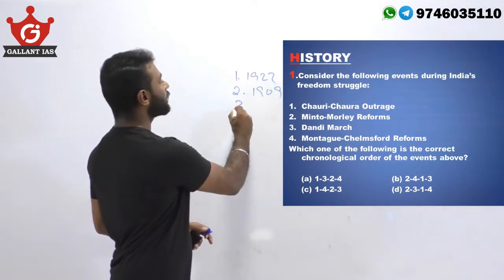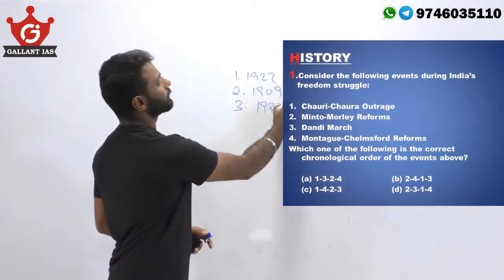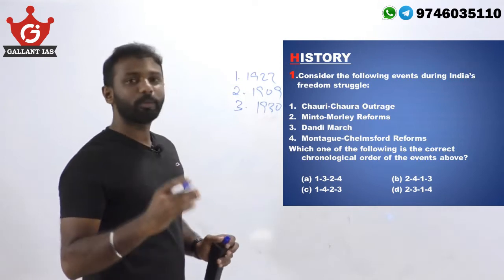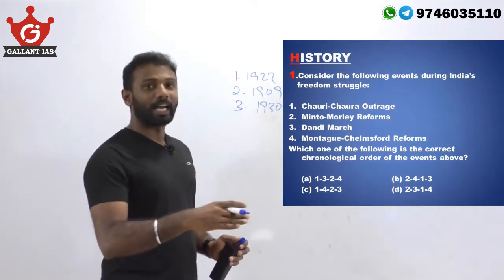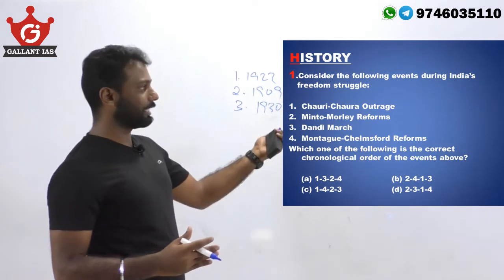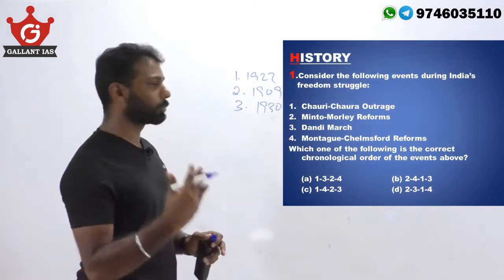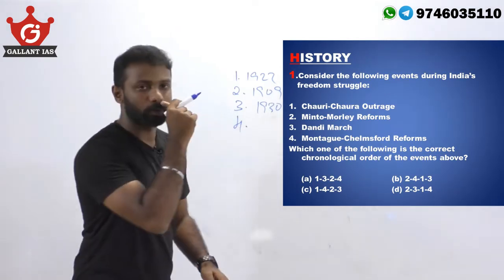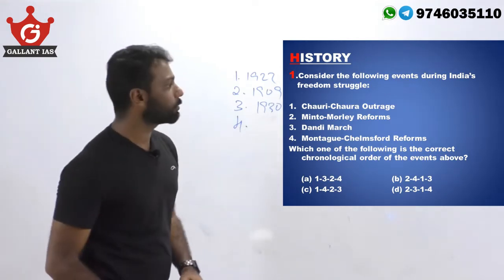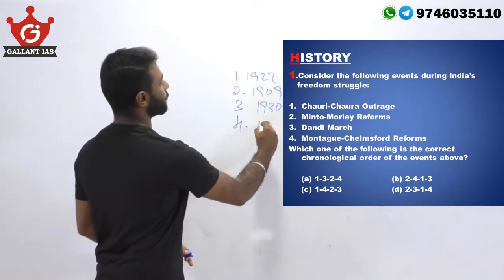Regarding the Dandi March, it happened in 1930. Gandhiji broke the salt law, when the British imposed taxes on salt, which affected the poor. So it was an act which broke the salt law of the British, and it happened in 1930. And regarding the Montagu-Chelmsford reforms, it was also a constitutional reform, which happened in 1919.